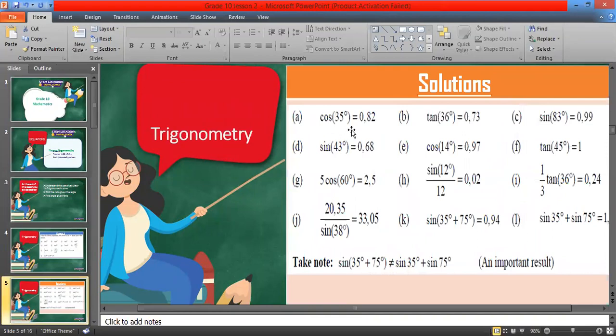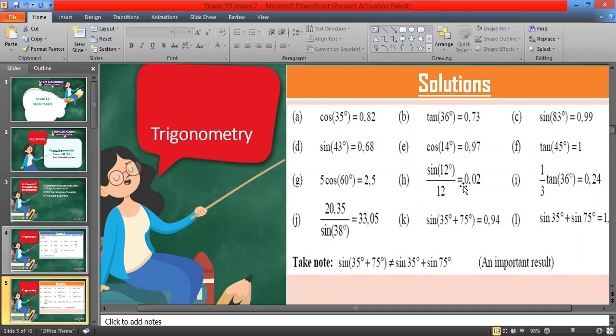So we say your cos 35 in 2 decimal places will be 0.82, and your tan 36 will give you 0.73, sine 83 will give you 0.99, sine 43 will give you 0.68 in 2 decimal places, cos 14, and tan 45 being 1. Again, 5 cos 60: punch 5, then punch your cos 60, and equals gives you 2.5, that is 2.50.